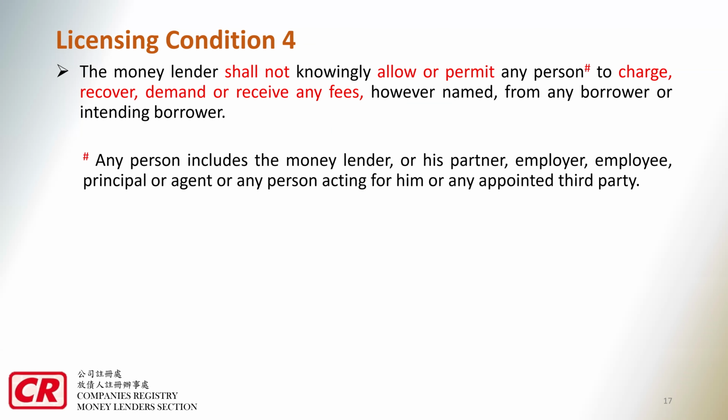According to Licensing Condition 4, the moneylender shall not knowingly allow or permit any person to charge, recover, demand, or receive any fees, however named, from any borrower or intending borrower. Please note that the term any person includes the moneylender or his partner, employers, employees, principal or agents, or any person acting for him, or any appointed third party.